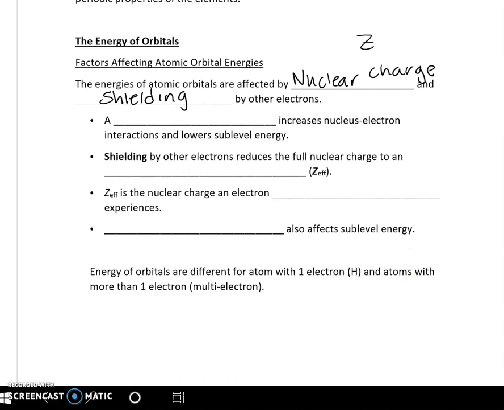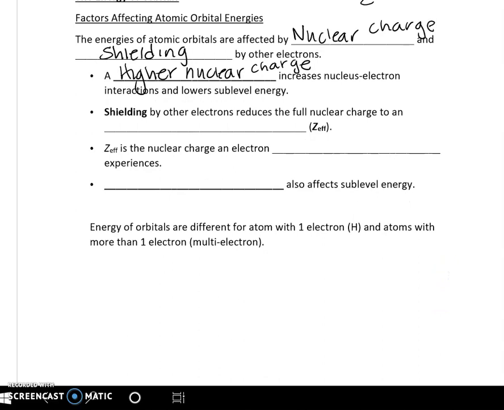A higher nuclear charge increases our nucleus-electron interactions and it lowers our sublevel energy. Now, shielding by other electrons will reduce the full nuclear charge to what's called an effective nuclear charge. Okay, effective nuclear charge.